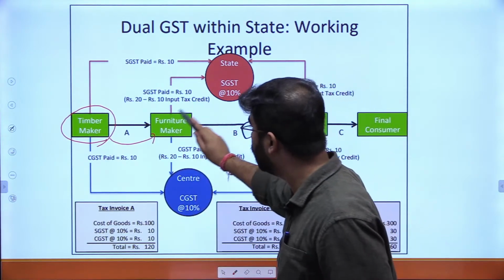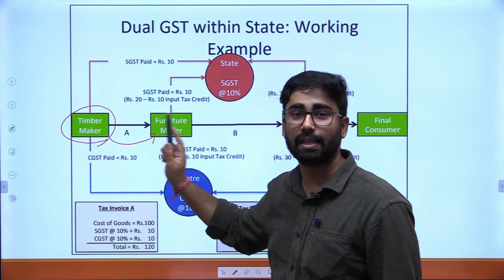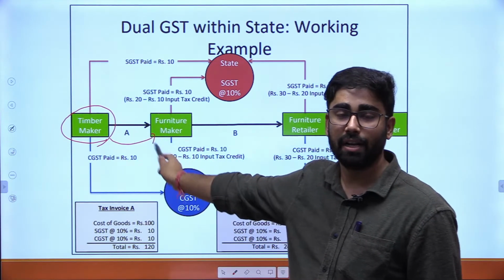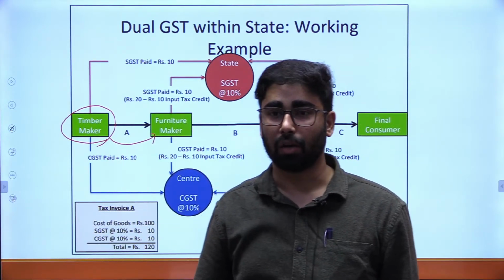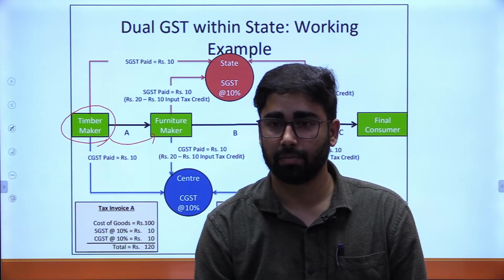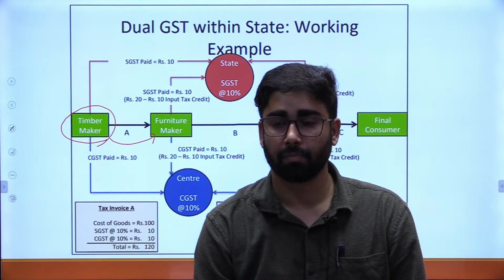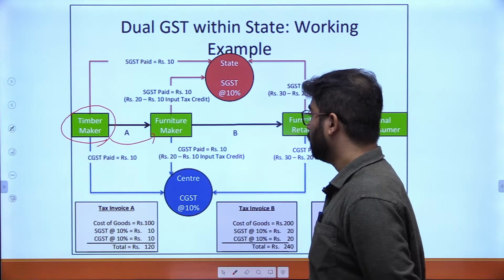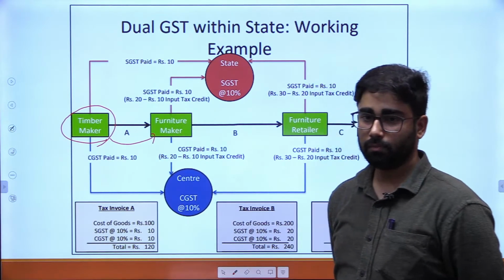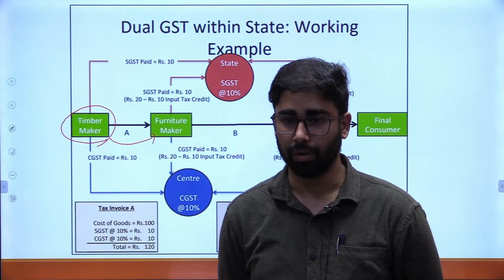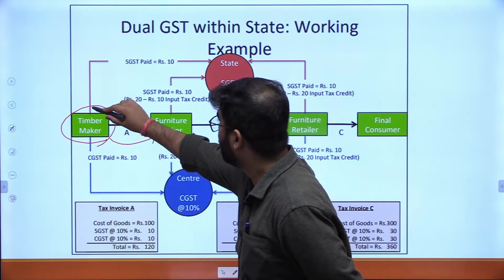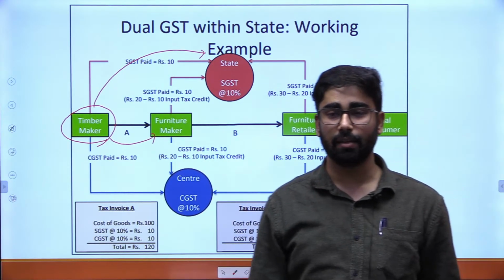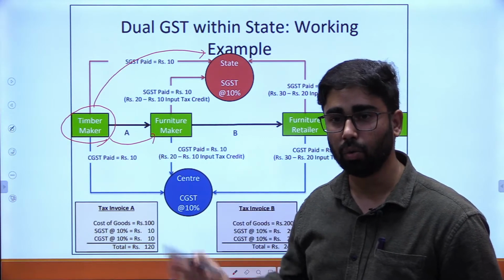Okay. Now who will deposit this tax? The furniture maker or the timber maker? Who will deposit this tax to the government? Please tell me in the chat box. Timber maker. Good, good. So timber maker is depositing the SGST and CGST of rupees 10 each to the government.